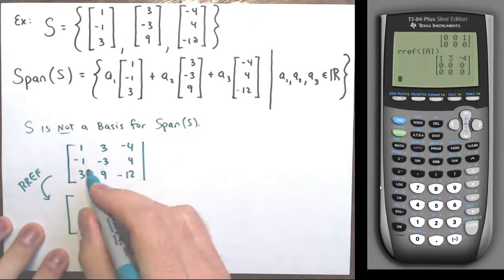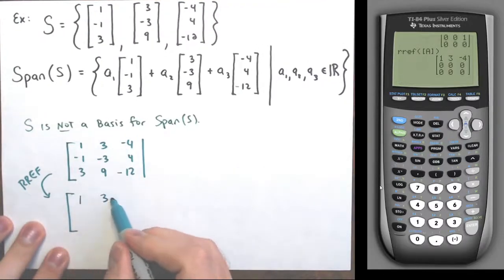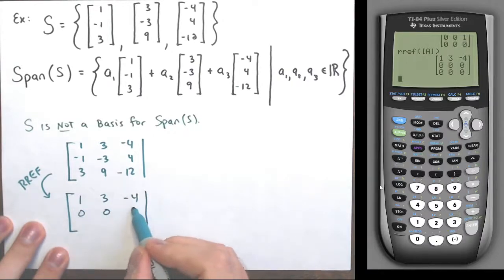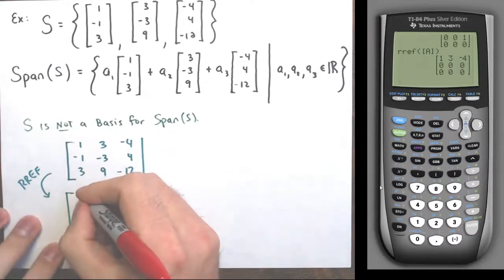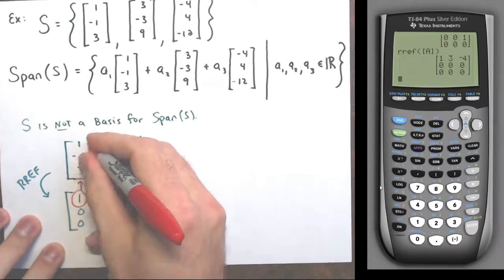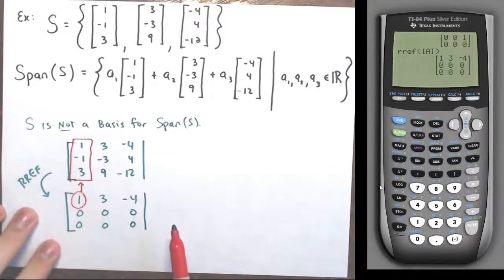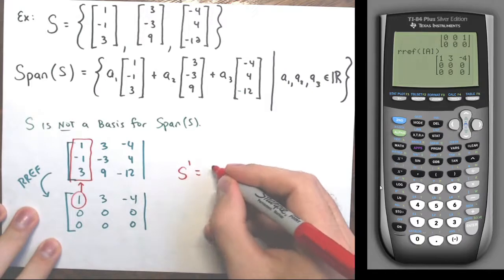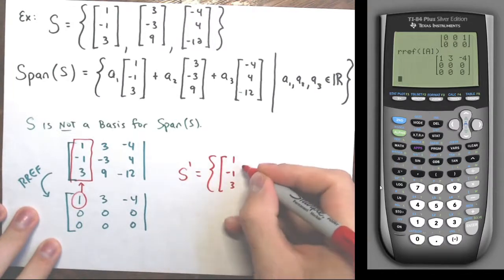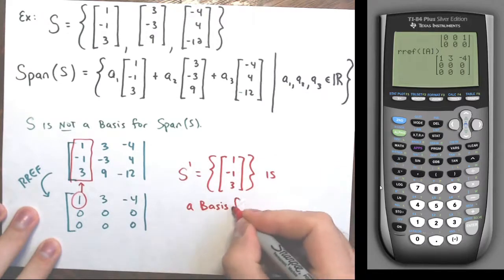Like I said, I recognize that the second row is just -1 times the first row, and the third row is just 3 times the first row, right? So 1, 3, -4 sticks around, and then you eliminate these rows down here, make them 0 rows. So you see there's only one pivot column, corresponding to this vector, right? So the set with just this vector, just 1, -1, 3, would be good enough to be a basis for the span of S. So I'll say S prime equals, just the vector 1, -1, 3 is a basis for the span of S, right?